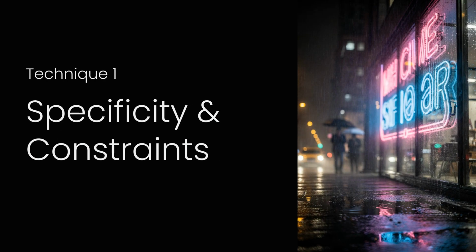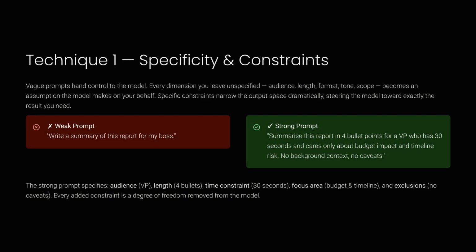Our first technique is applying specificity and constraints. The core issue is that vague prompts produce vague, generic answers. We need to be intentional. Compare these 2 examples. A weak prompt asks for a report summary, while a strong prompt defines the audience, specific constraints, and what to exclude. The strong prompt removes ambiguity and steers the model toward your exact need.